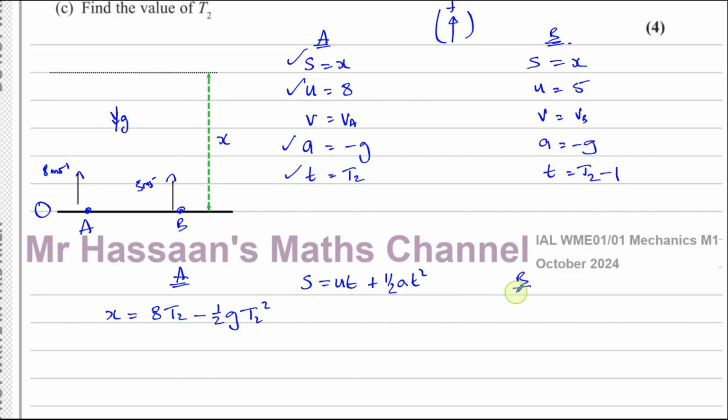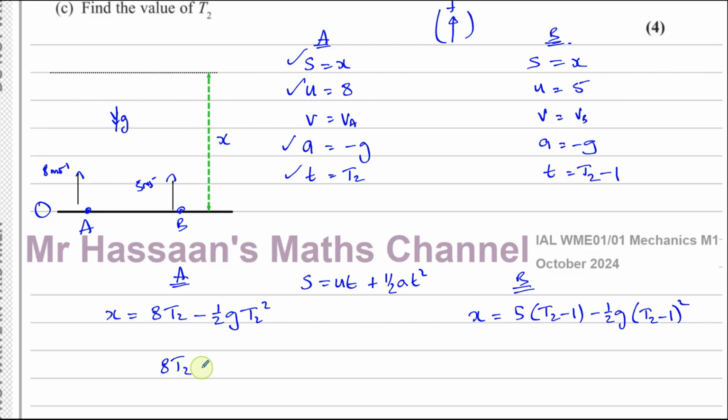For B, we're going to have X, same height, same displacement that is reached, equals 5 times, and this time here is T2 minus 1. And you're going to have plus a half times minus G, so it's minus a half G, and then again the time is going to be T2 minus 1 squared. So what I know is these two things are equal to each other. Okay, these two things are equal to each other. So what I can do here is I can just equate them.